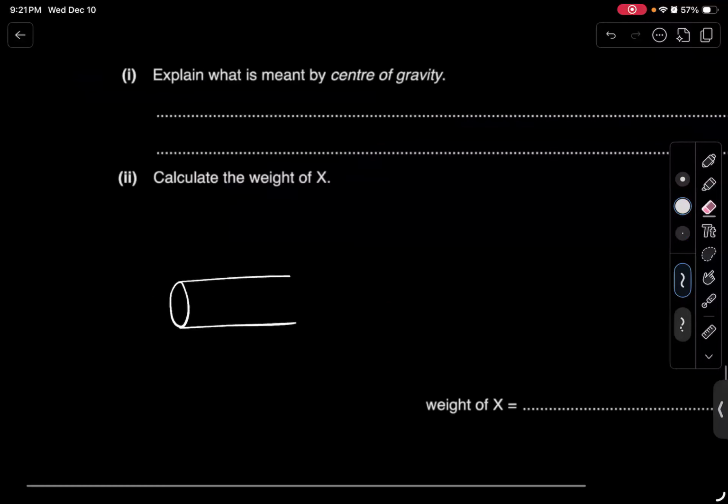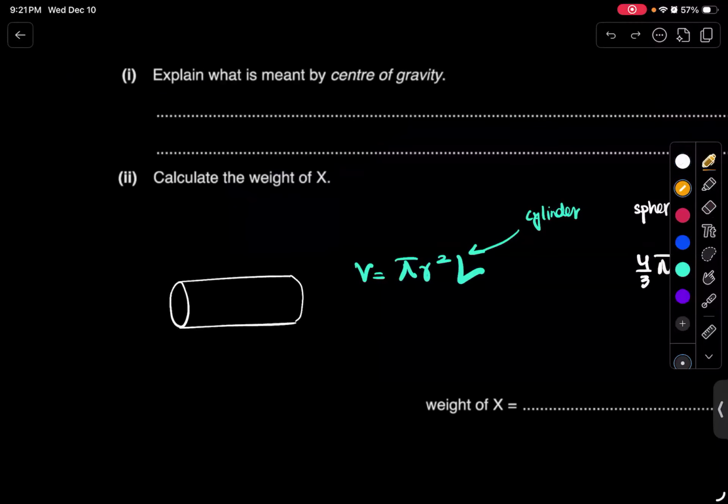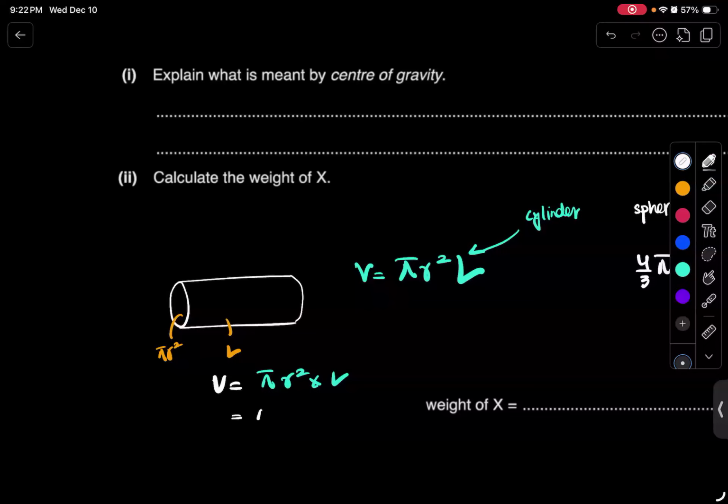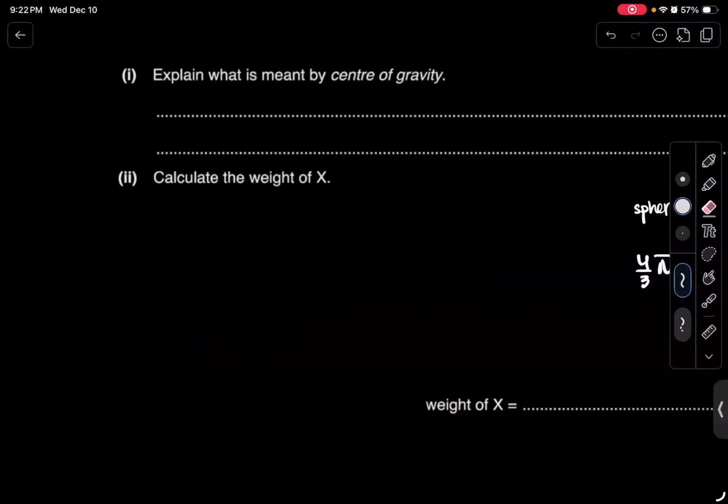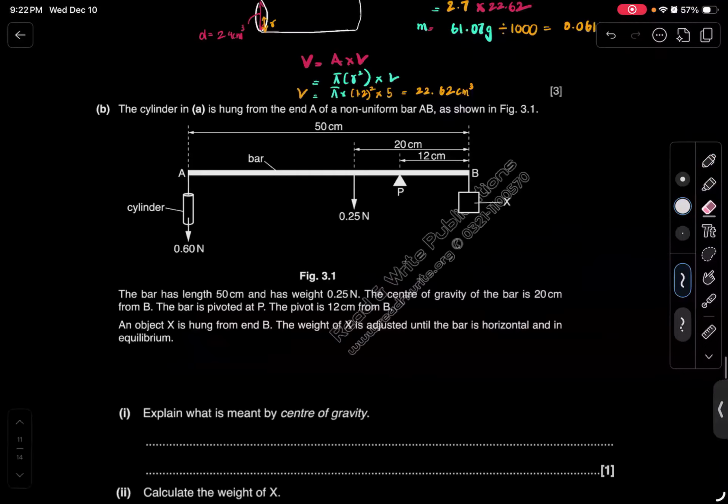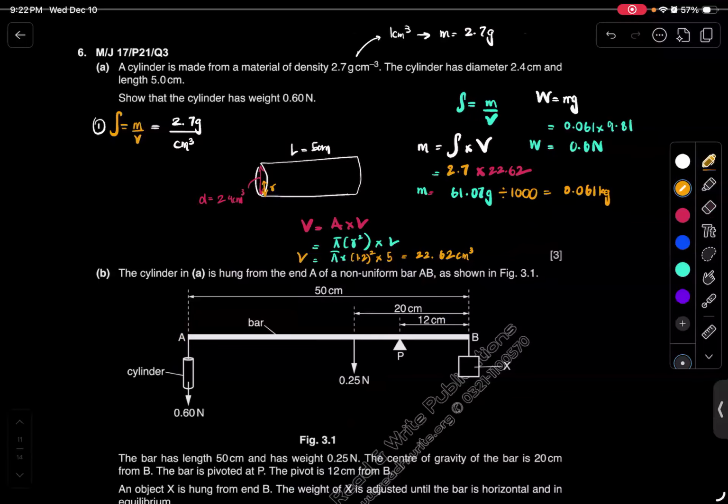So I just use the formula pi r square into L, which is pi r square times the length. So the volume of the cylinder is going to be pi times r square times L, right? We already knew what the radius was: 1.2 squared. The length was also given as 5. So when I multiply this out, I'm going to get the volume. Does that make sense? So it's smart to memorize the formula for the volume of a cylinder.